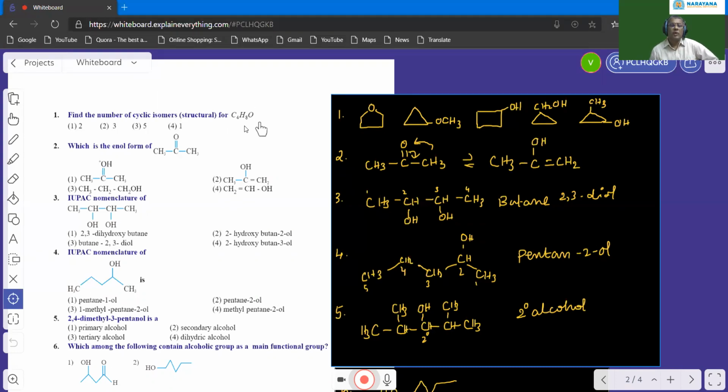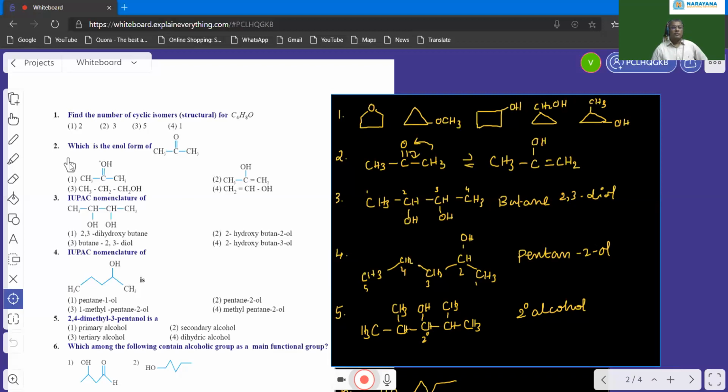So for C4H8O, you can write 5 isomers: a 5 atom ring, a 3 atom ring with a methoxy substituent, a 4 atom ring with an OH group, a 3 atom ring with CH2OH, and a 3 atom ring with CH3 and OH groups. So altogether 5 isomers are possible.